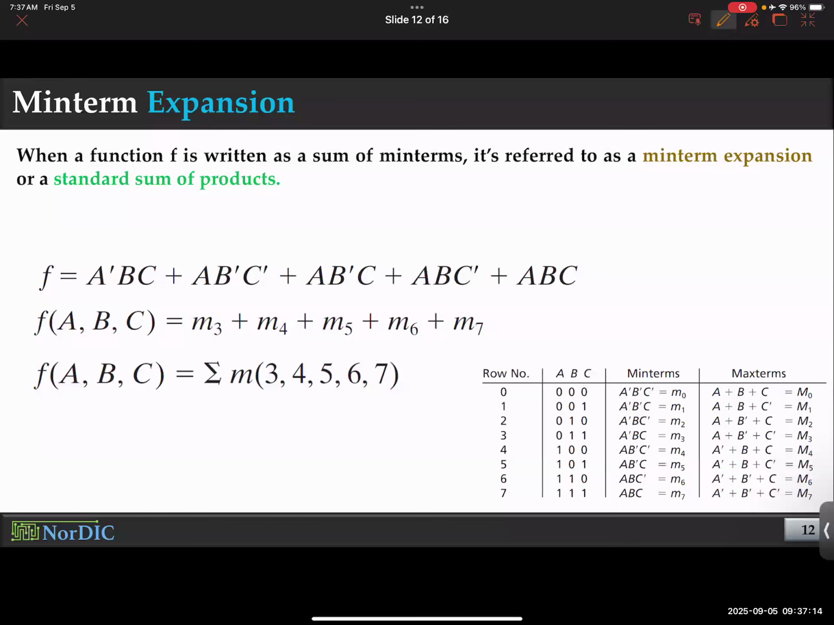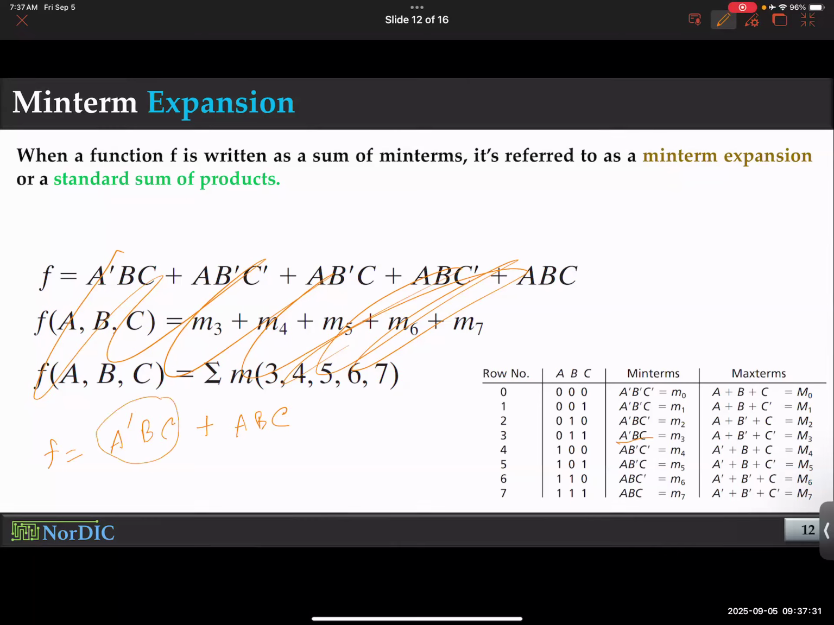So let's do the other way around. Forget about this function. I'm going to give you a function like this: a'bc + abc. Let's try to make the minterm expression for this function. Let's find a'bc first. Where is a'bc? This is a'bc, as you see. So this is m3. So I'll have m3, and abc is essentially m7. m3 plus m7. So I can also write it in a fancy way to show summation of m, 3 and 7.